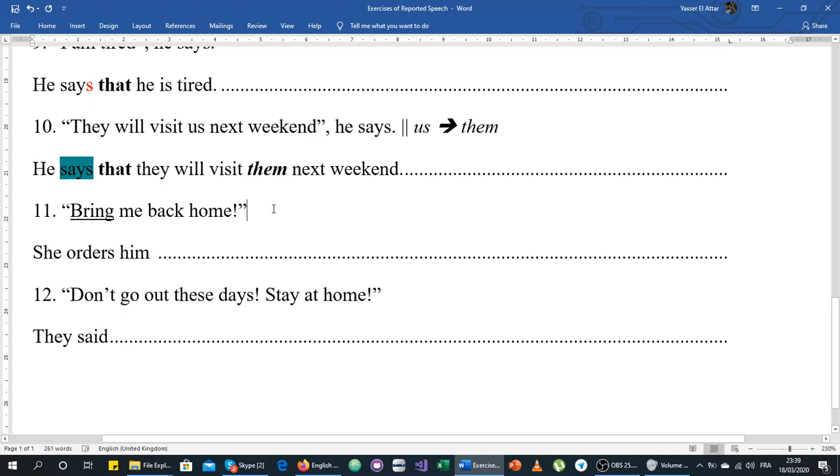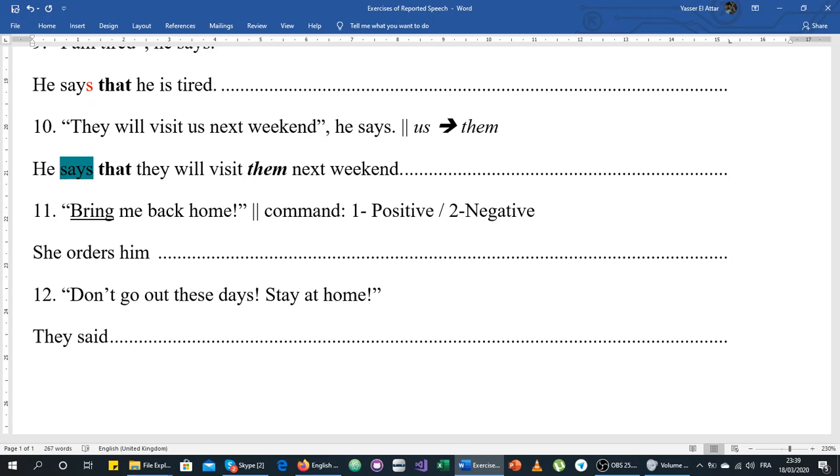So when we have the command, we said that the command has two types, either positive or negative. For the positive, instead of "that," we don't add "that" because it's a command, but instead we add "to." And in the negative, we add "not to." So here we have "bring," so it's not the negative. The negative is like "don't." If we have, for example, "don't" here, then it's the negative. But here we have the affirmative or the positive, so we add only "to," and then we keep the sentence as it is.